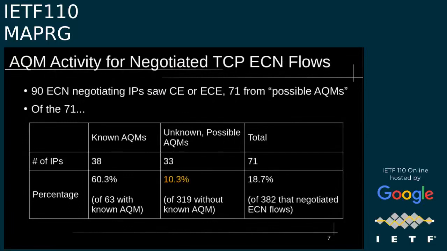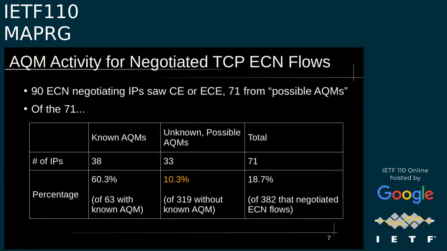So now we want to take a look at, given that ECN was negotiated, how often was any AQM activity actually detected? First, I should point out, we have some known AQMs deployed, namely FQ-CoDel is being used for 2 subnets. Since I helped write the script to deploy these AQMs, you might say, Pete, you've affected the outcome of the results, and that is true.